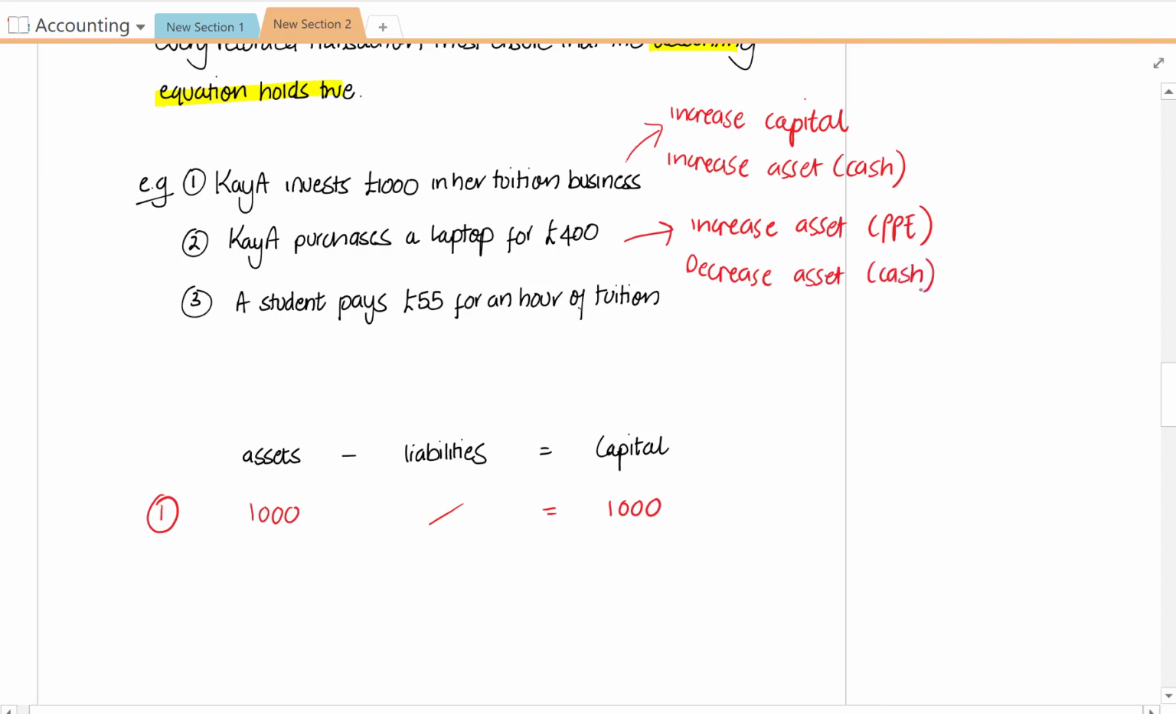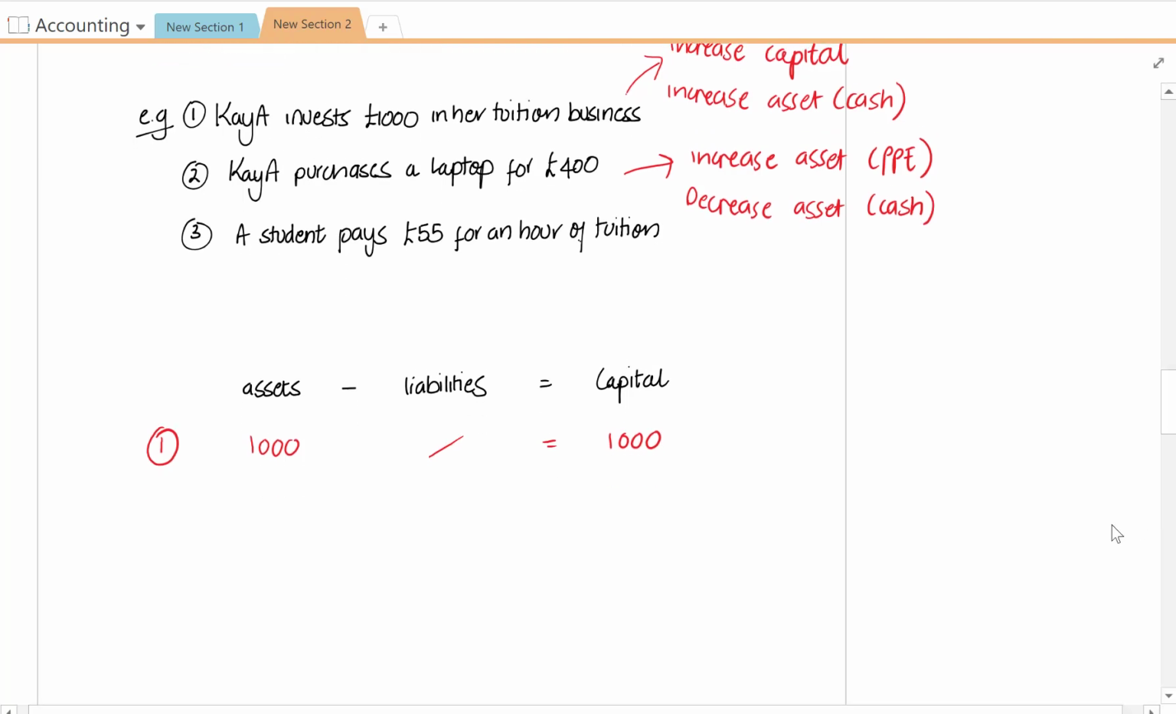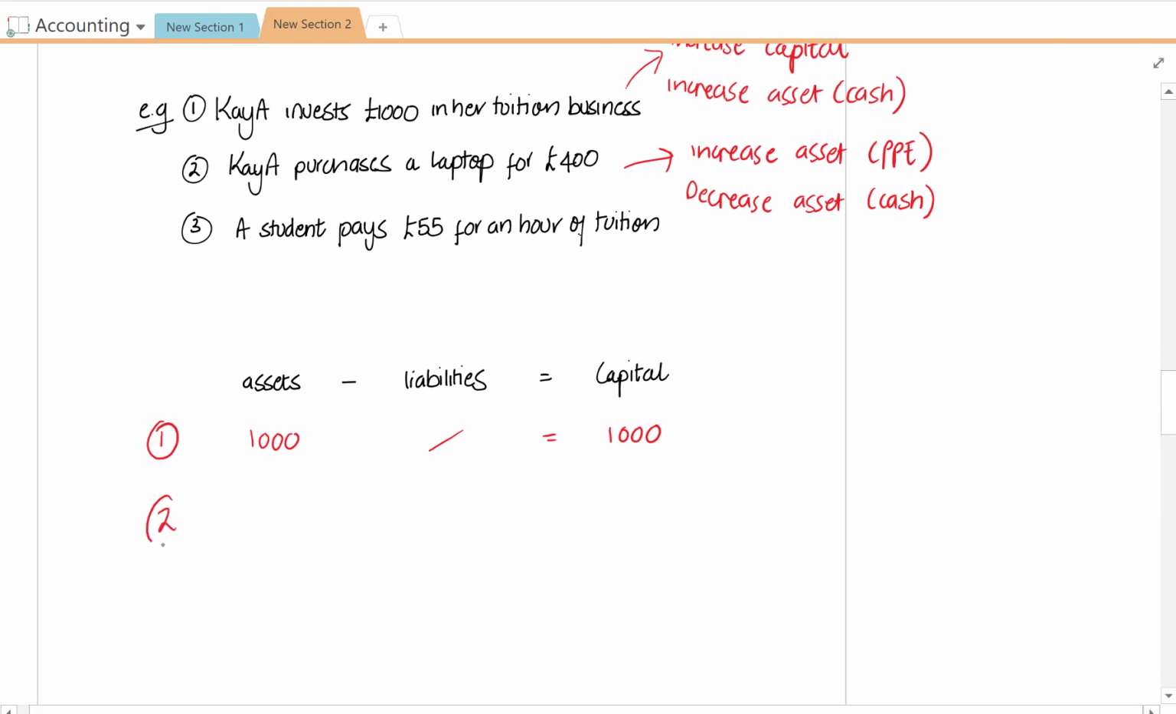Just like we did for transaction 1, let's take this transaction and populate it into our equation. We are increasing our assets by 400, but then the payment for the laptop in cash is reducing assets also by 400, which gives us an overall nil impact to assets, no impact on liabilities, and again for this transaction, no impact on capital. But you can see again that the accounting equation holds true.